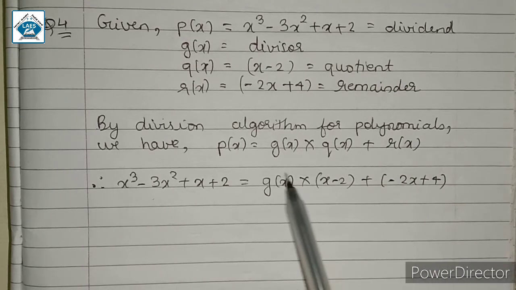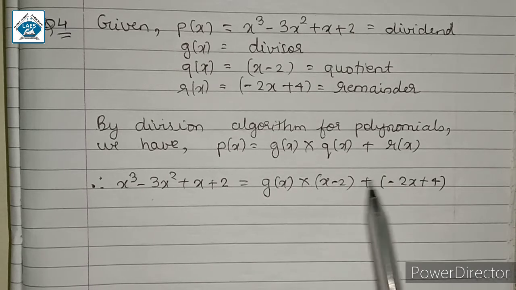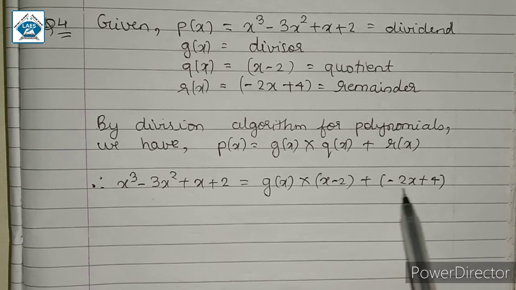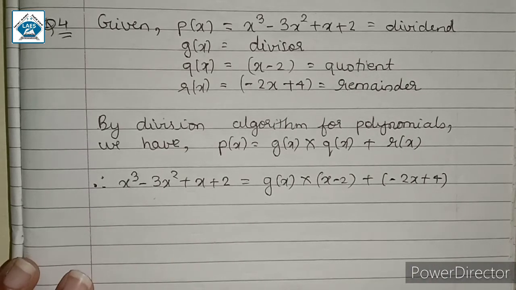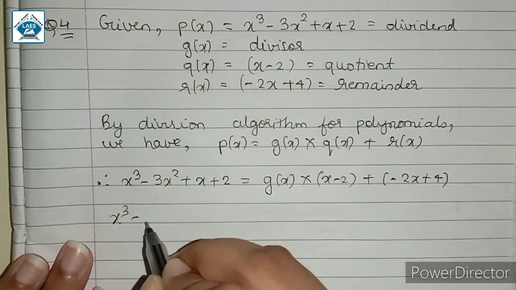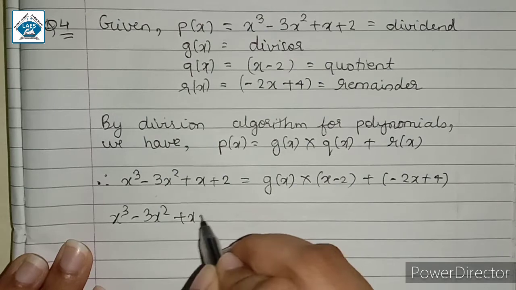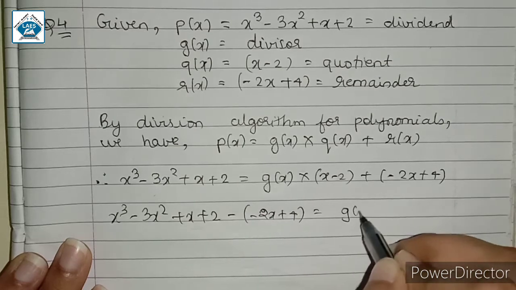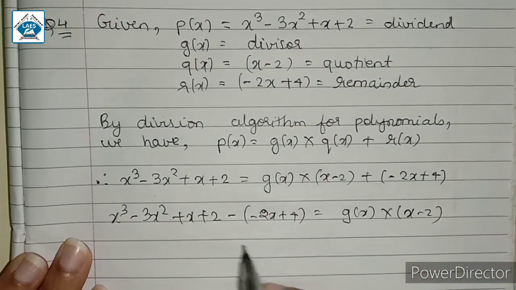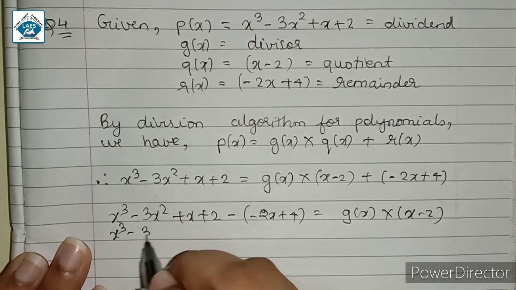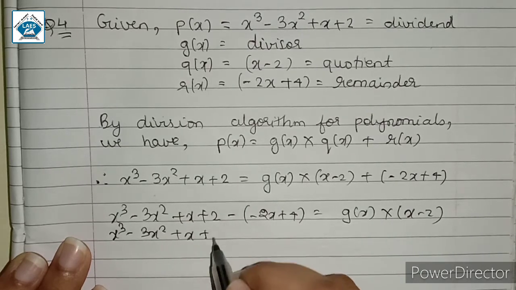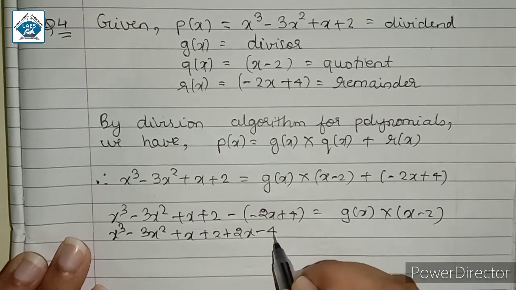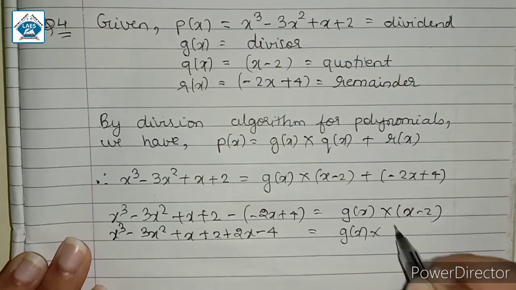Now we want to find g(x), so we will keep g(x) on one side and take the other polynomials to the left hand side. So here it is plus (−2x + 4). When we take it to the left hand side, it will become minus. So we have x³ − 3x² + x + 2 − (−2x + 4) equal to g(x) into (x − 2). So over here when we open the bracket, it will be x³ − 3x² + x + 2, minus into minus we get plus 2x, and minus into plus we have −4, which is again equal to g(x) into (x − 2).